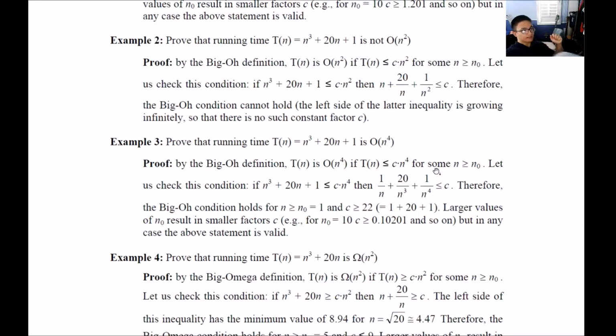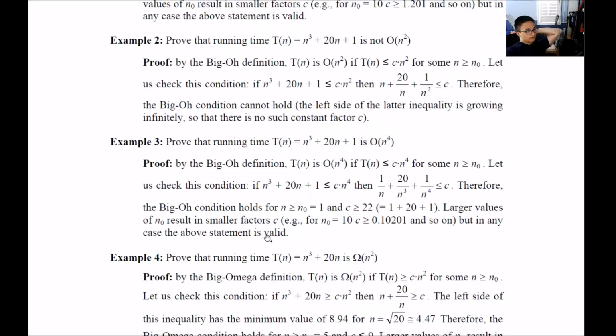Let us check this condition. If this is this, then you get this: 1 over n plus 20 over this plus 1 over n to the 4th is less than or equal to c. Therefore, the big O condition holds for n greater than or equal to n naught equal to 1, and c greater than or equal to 22. Large values of n reduce small factors, but in any case, the above statement is valid.